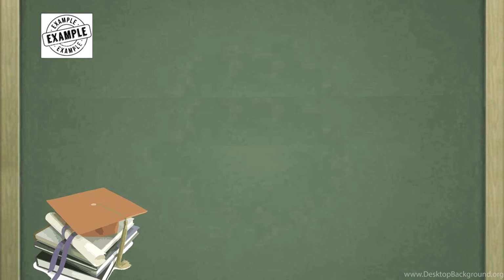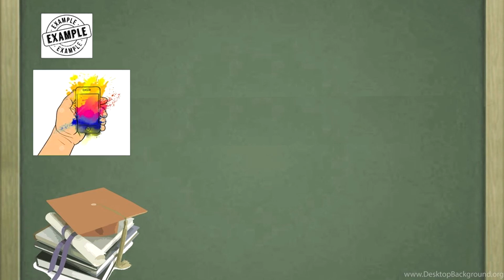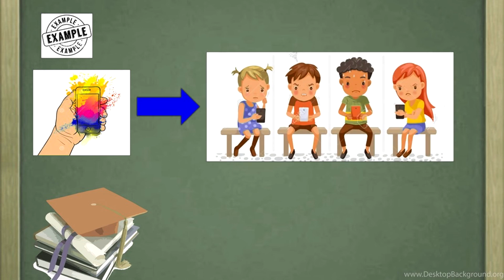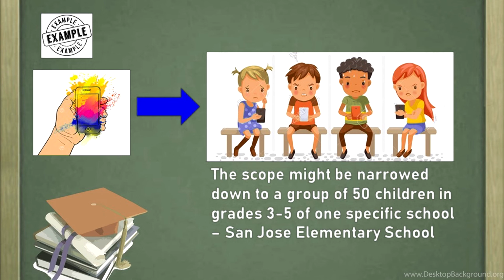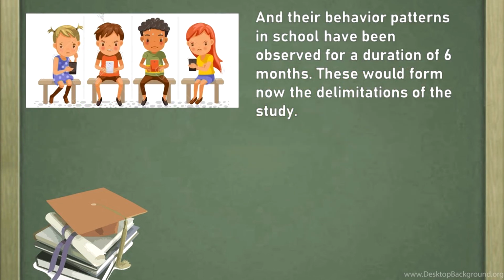For example, let's say a researcher wants to study the impact of mobile phones on behavior patterns of elementary school children. However, it is not possible for the researcher to cover every aspect of the topic. So the scope will have to be narrowed down to a certain section of the target population. In this case, the scope might be narrowed down to a group of 50 children in grades 3 to 5 of one specific school, let's say San Jose School. And their behavior patterns in school have been observed for a duration of 6 months. This would form now the delimitation of the study.